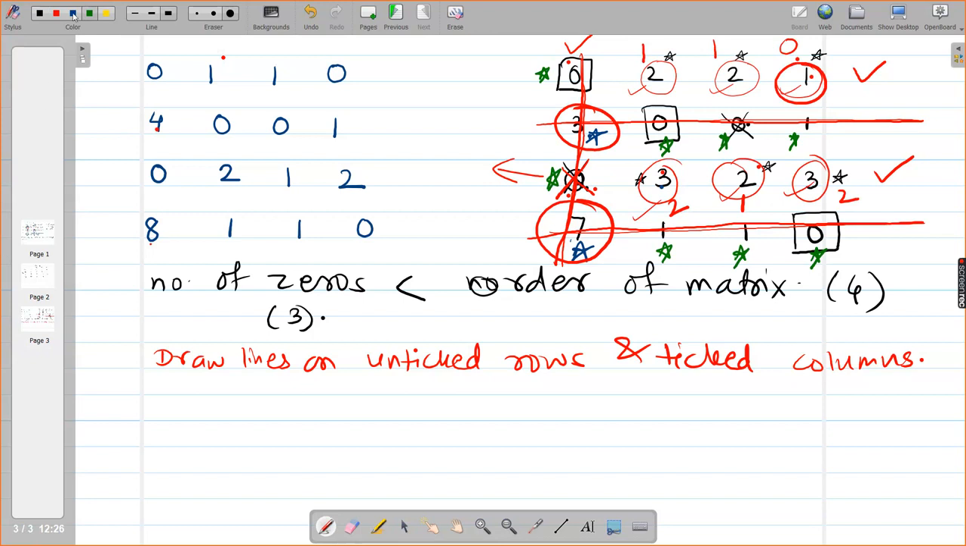Now start doing assignments. Go to the first row. First row, there are 2 zeros, so confusion in my mind. I will not assign any zero. Go to second row, again there are 2 zeros, so again confusion. Third row, there is single zero, so no confusion, I will assign it. Do you understand this? Yes, ma'am. So if I assign this 0, I cannot assign this 0. Is that okay?